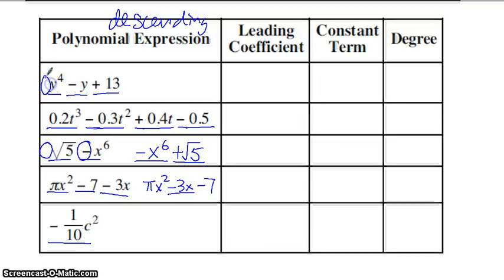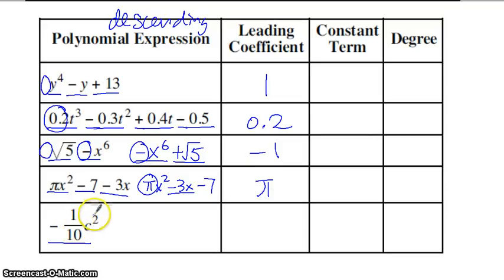So here, there's no number there, but if you say what number is there, it is positive 1. Here is 0.2. Here is negative 1. Sign is important, don't ignore it. Here is pi. Here, this is my term, and this, don't ignore the sign, is my leading coefficient. The coefficient is the number in front of the variables. If you don't have a variable, and it's just a number by itself, then it's not a coefficient.